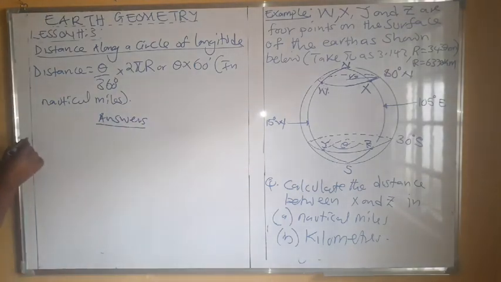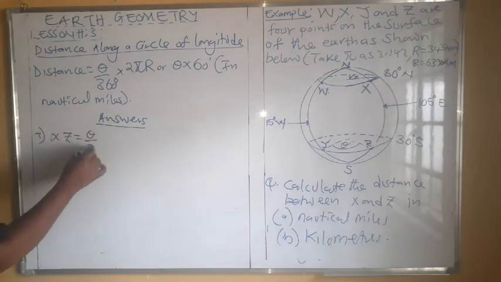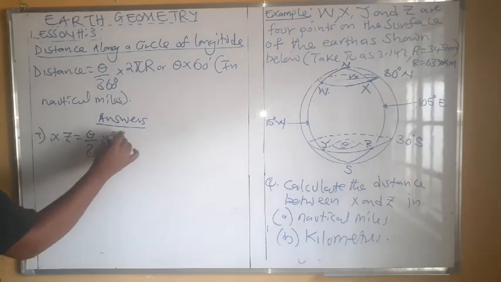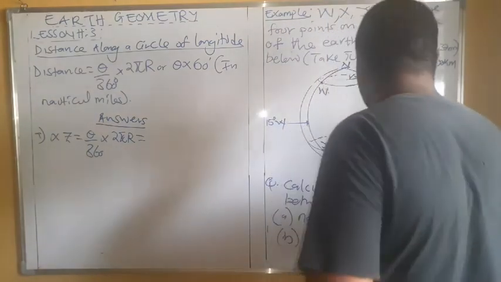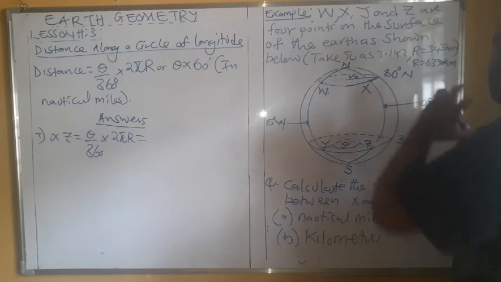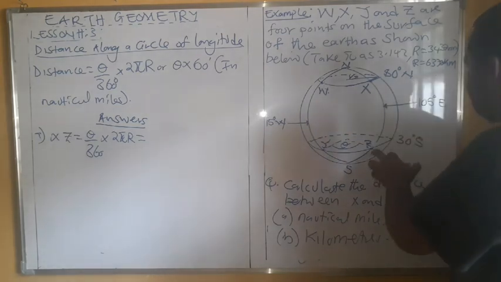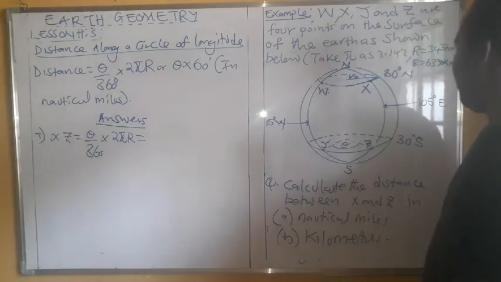Okay. So for A, we are saying the distance between X and Z. So say XZ is equal to theta over 360 by 2 pi R. Okay, so now what is the difference in latitude between X and Z? So you look at the latitude for X, 80 degrees north. The latitude for Z is 30 degrees south. So they are on two different sides of the equator. So if they are on two different sides of the equator, you find the difference in latitudes by simply adding them.